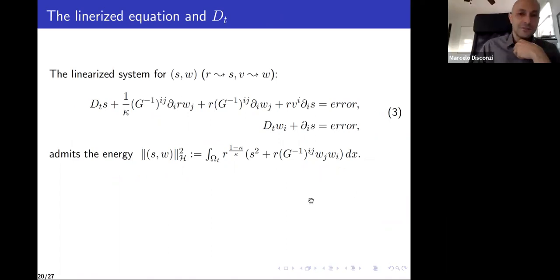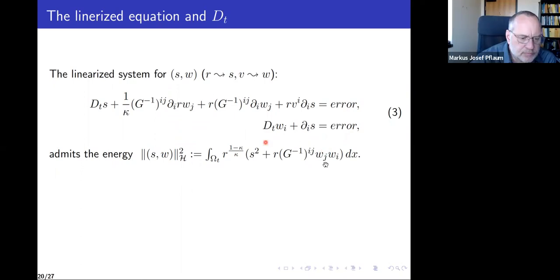Okay, so in the remaining time, let's just give a few highlights of the proof. Let's look again at the linearized equations. Again, think of S as the linearized variable associated with R, W associated with V. So the linearized equations are written here. Everything that's not important, I'm calling an error, moving to the right-hand side. And as I mentioned, this linearized system admits an energy given by this weighted L2 norm.